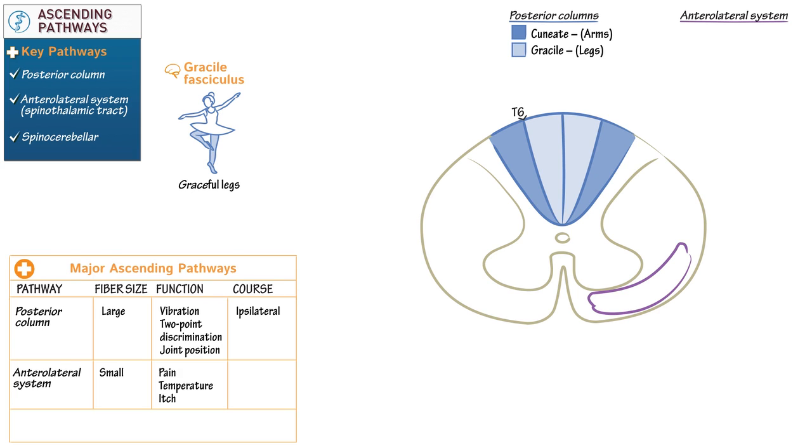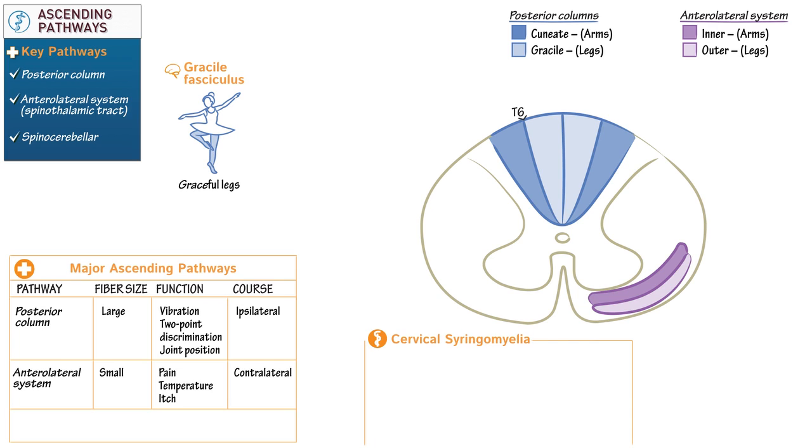Next, indicate that anterolateral system fibers ascend the spinal cord contralateral to their side of origin. They cross to the opposite side, unlike the posterior column pathway. Now show that its somatotopic organization is such that the arm fibers lie on the inside and the leg fibers lie on the outside. As a mnemonic, let's learn the clinical correlation of a cervical syringomyelia.